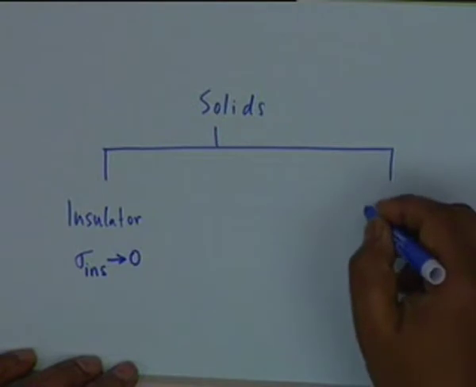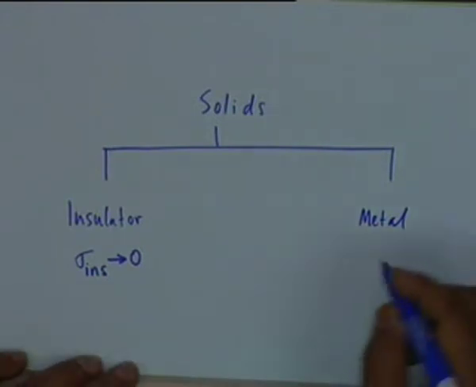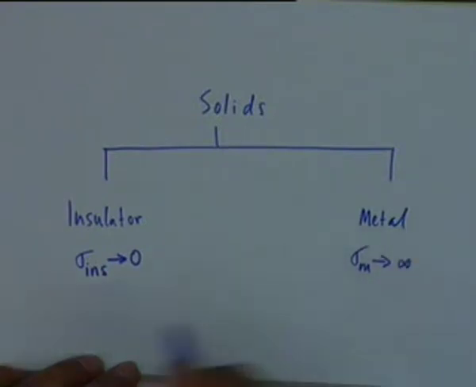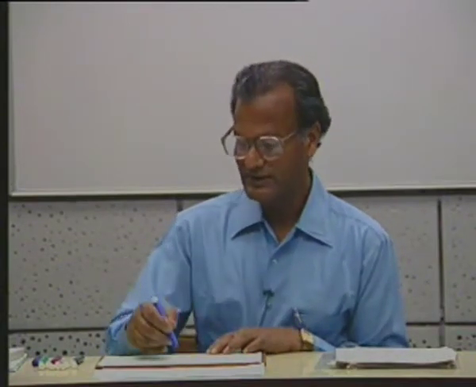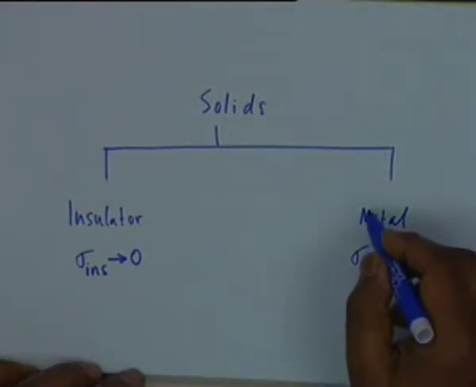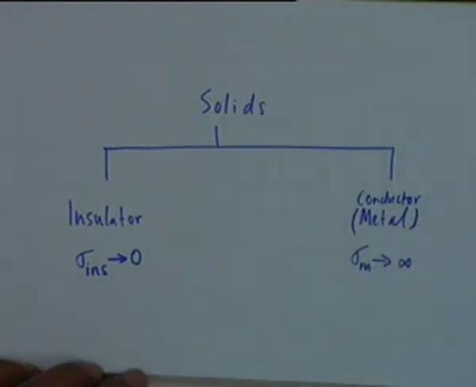On the other end of the spectrum, we have the metals. Metals are very good conductors, that is, sigma metal is very, very large, it tends to infinity. They are almost perfect conductors. If current has to be conducted very easily in a metal, obviously there must be a very large number of charge carriers, and how this happens we shall look into. I have used the term metal, I should have used a conductor, a very good conductor, as for example a metal.